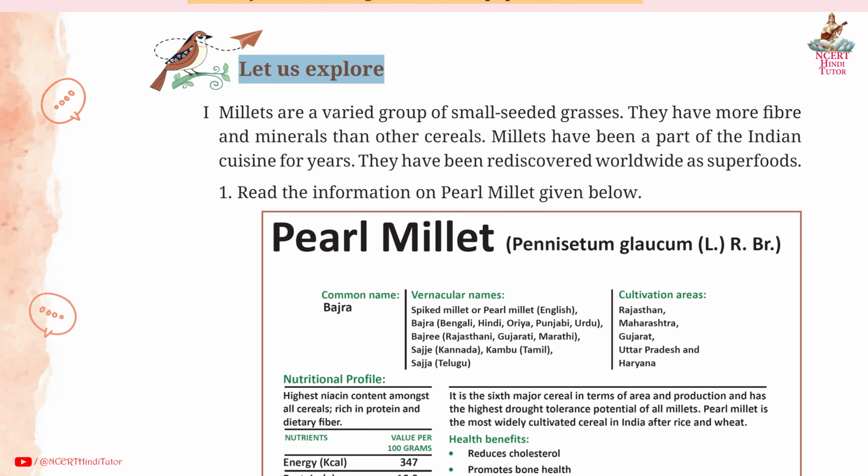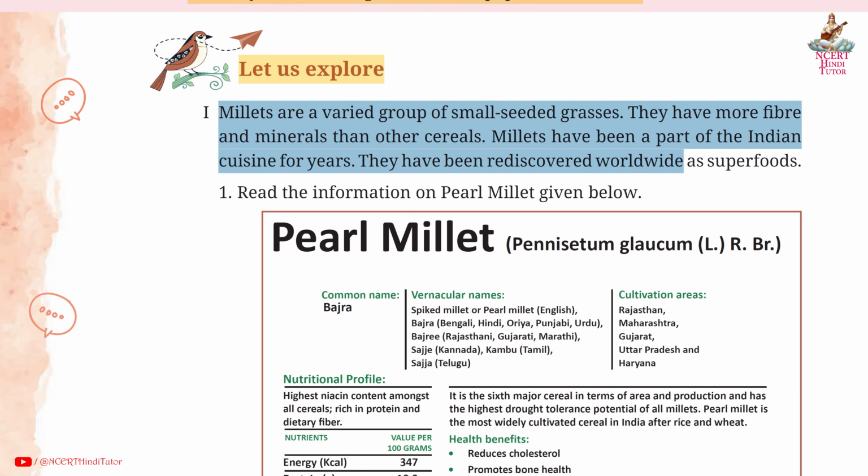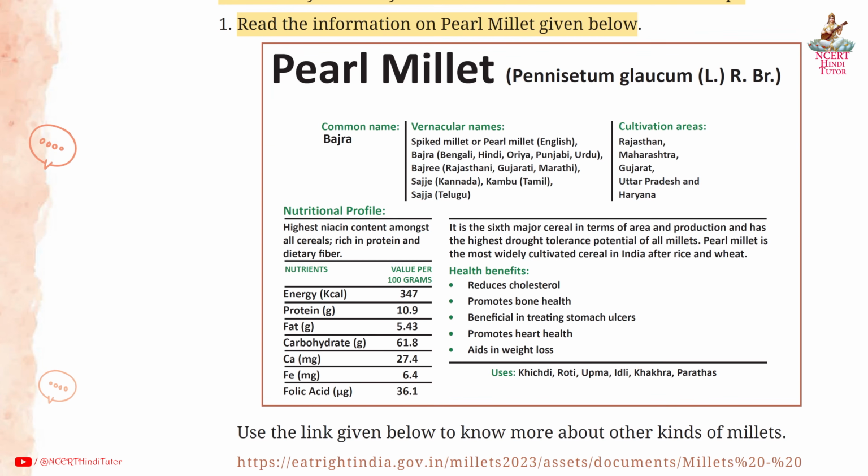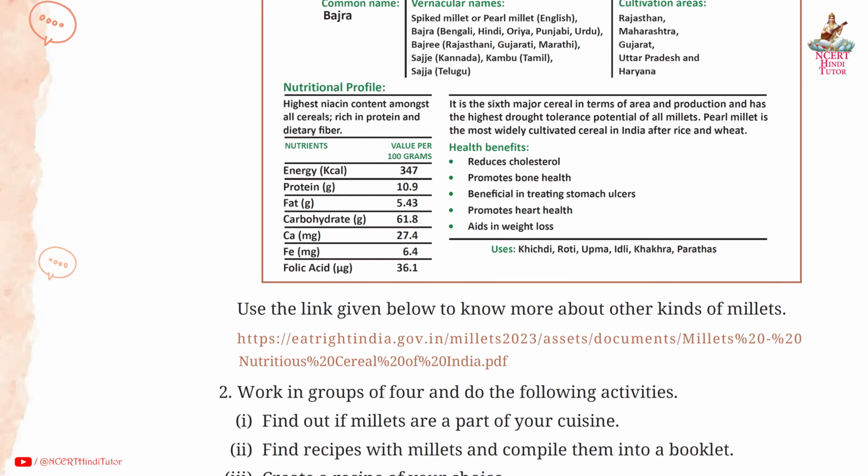Next, let us explore. First, millets are a varied group of small seeded grasses. They have more fiber and minerals than other cereals. Millets have been a part of Indian cuisine for years. They have been rediscovered worldwide as superfoods. Read the information on pearl millet given below. So friends, you have to do this yourself.